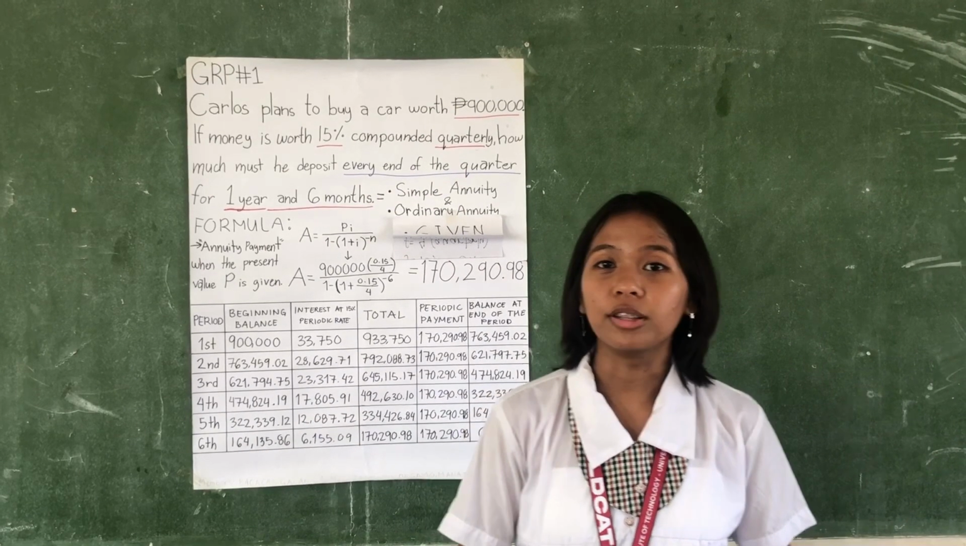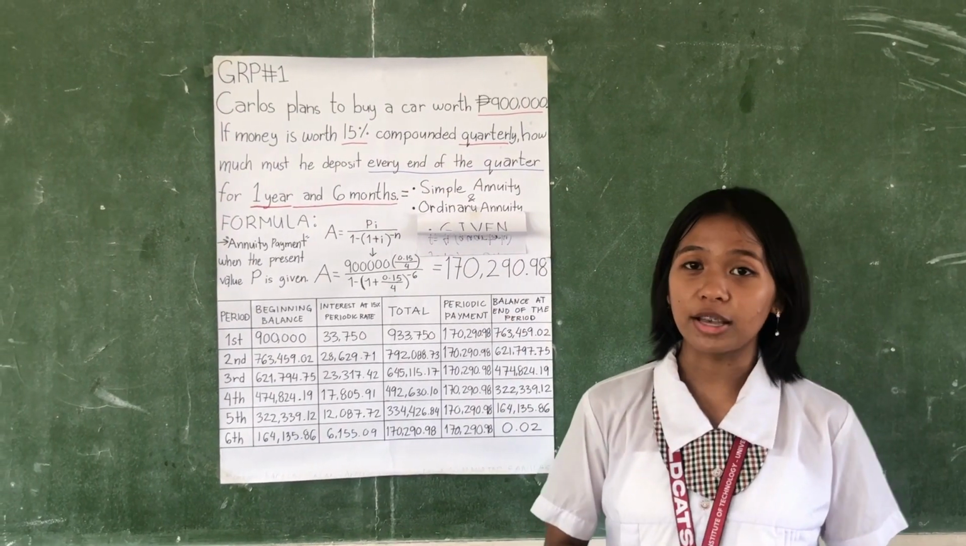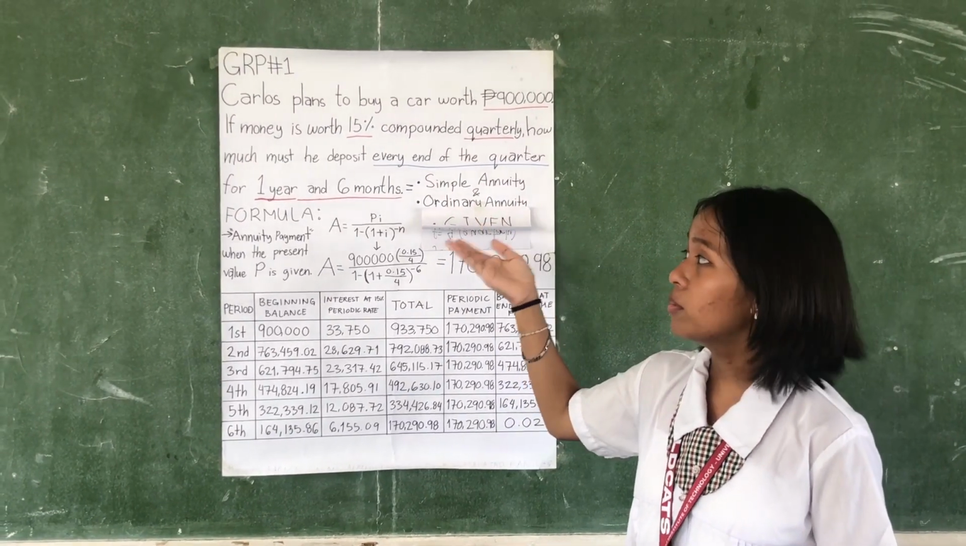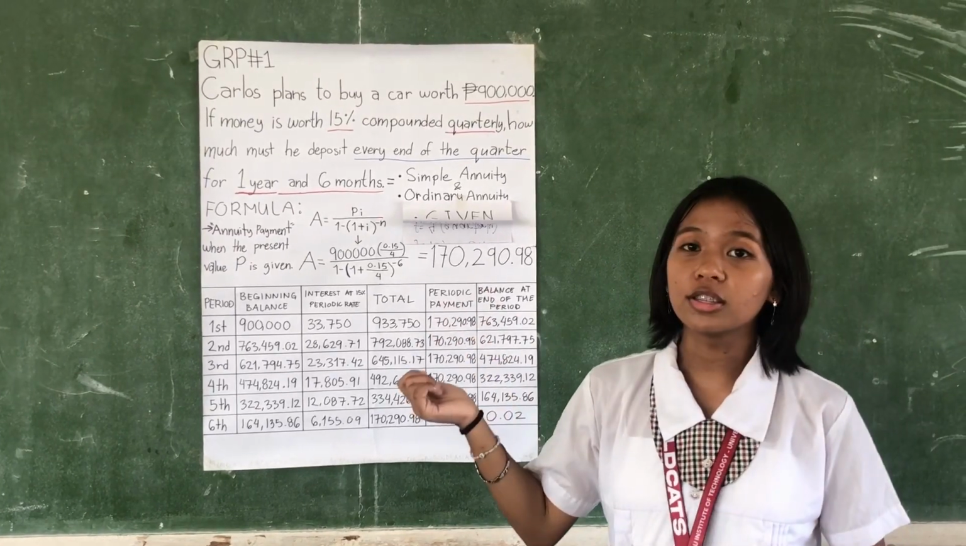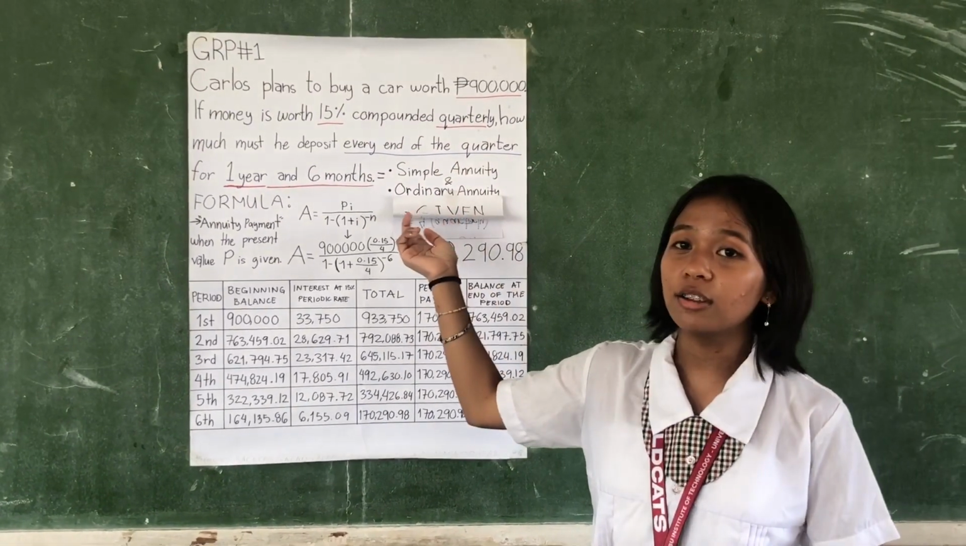For our first problem, Carlos plans to buy a car worth 900,000 pesos. If money is worth 15% compounded quarterly, how much must he deposit every end of the quarter for 1 year and 6 months?